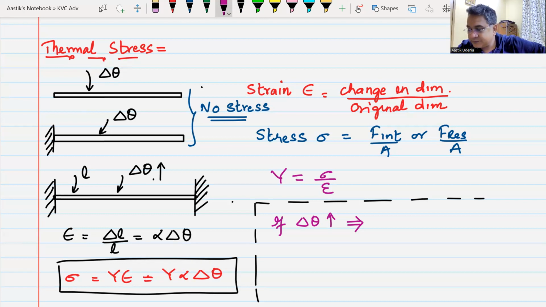Tensile. Why tensile? Because the rod tries to expand. No, sir. The rod tries to expand, but it is not allowed to expand. That means it is being compressed. You understand? So internal forces are compressing it. Do we understand this? Yes, sir.